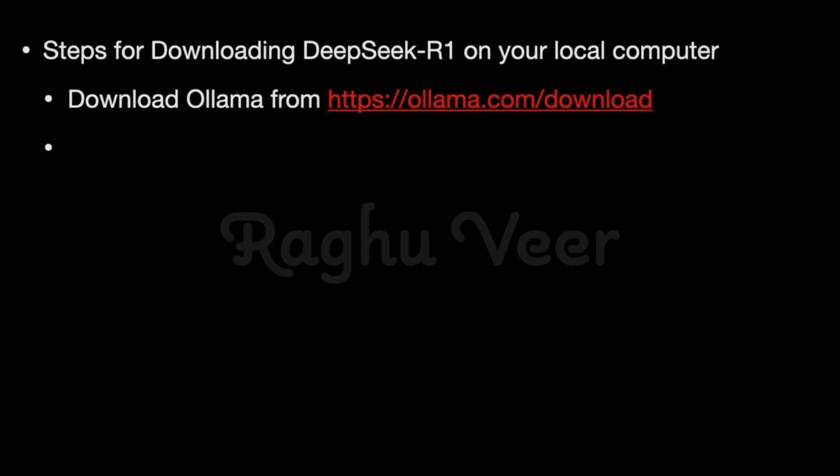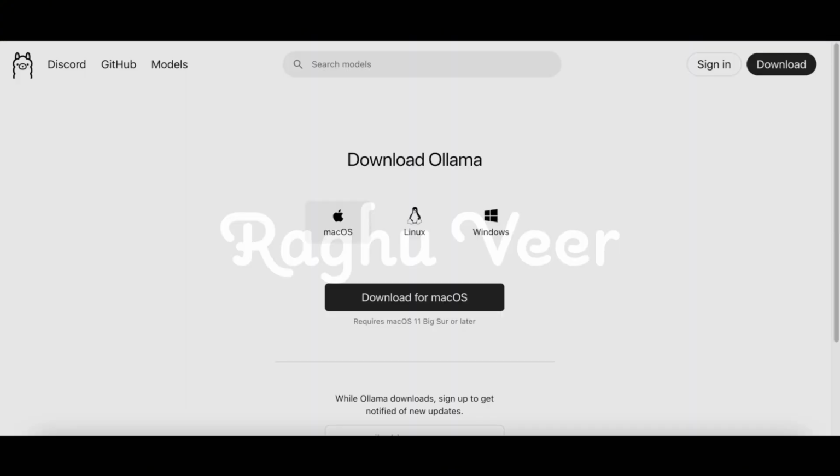But if you want to download it on your local computer, then these are the steps. The first step is you have to download Ollama. Ollama is an open source tool that allows you to run large language models on your computers. If you visit that link, you'll find a web page something like this and you could download it on your computer.